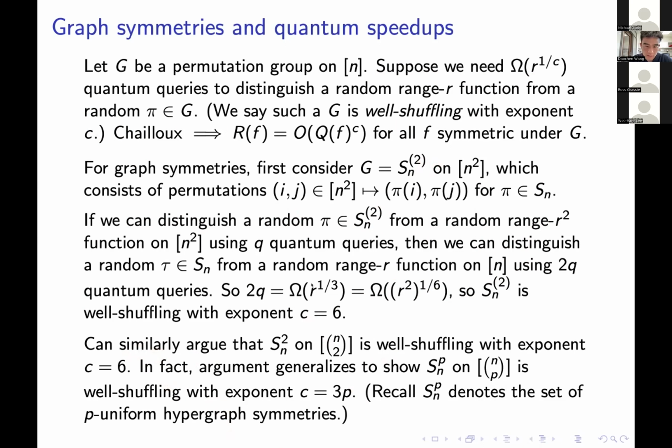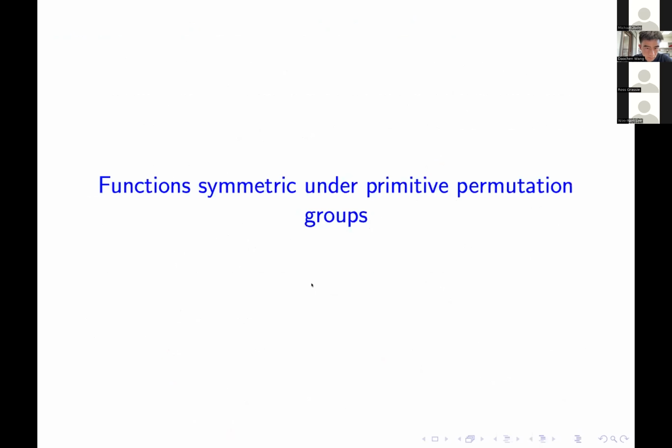As I hinted at, we can similarly argue that this same holds for Sn2 on bracket n choose 2, in fact with the same exponent, and the argument even generalizes to show Snp on bracket n choose p is while shuffling with exponent c equal to 3p. Okay, so that's our result for graph symmetries and graph properties in the adjacency matrix model.